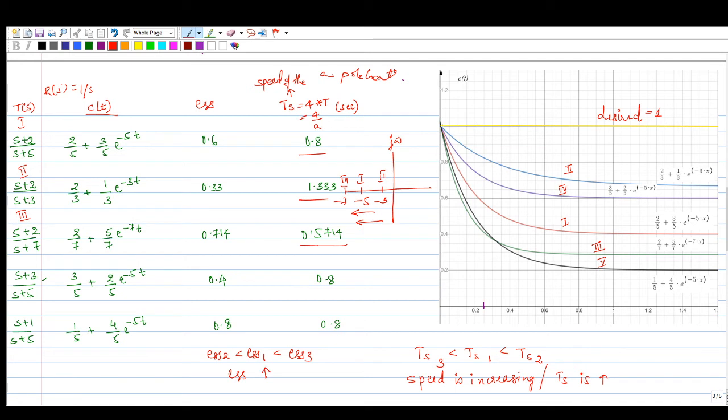So this is one of the limitations whenever we are designing any system. If you want more speed, you need to locate the pole as far as possible from the j omega axis. But when we do that, it will eventually increase the steady state error of the system. So just to attain high speed, we cannot move the pole much farther away from the j omega axis. Similarly, just to have lesser steady state error, we cannot place the pole much nearer to the j omega axis, because that will eventually decrease the speed of the system.